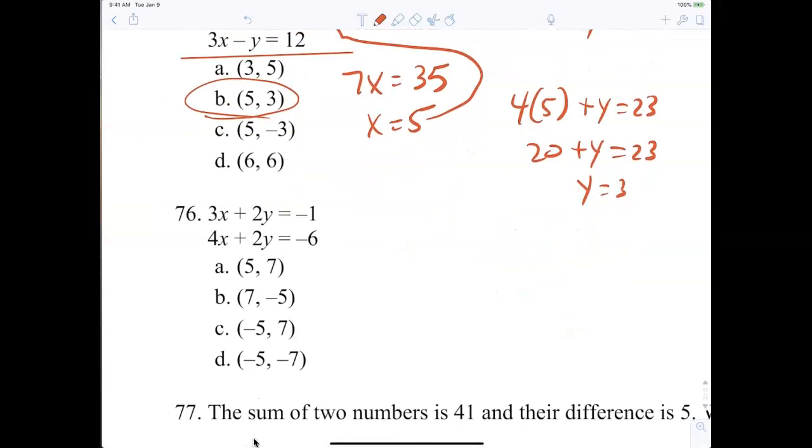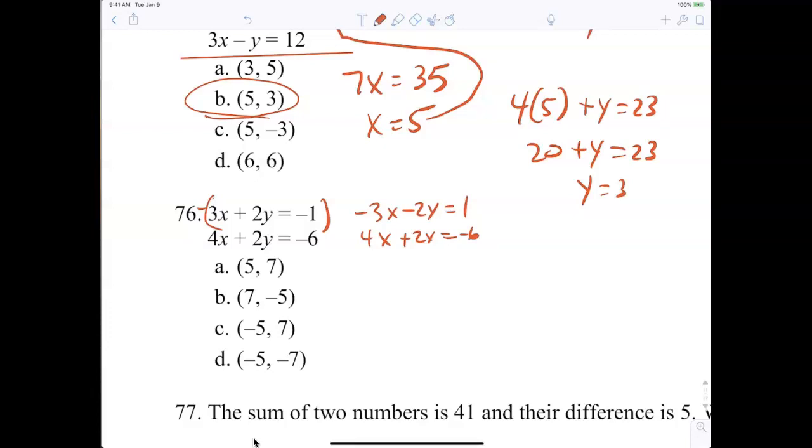Now here, 76, you have to remember you have to distribute a negative. And I'm actually going to distribute the negative to the top. So that would be -3x minus 2y equals 1. And then 4x plus 2y equals -6.